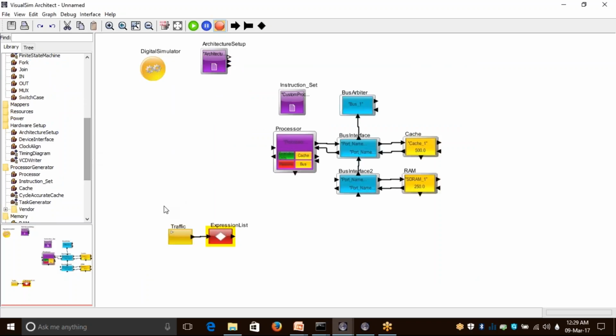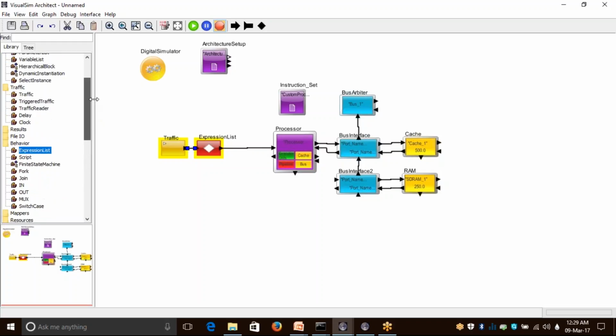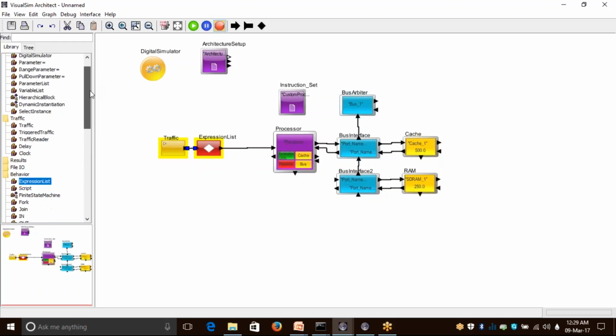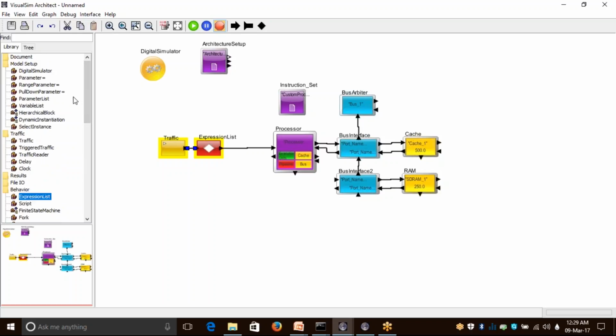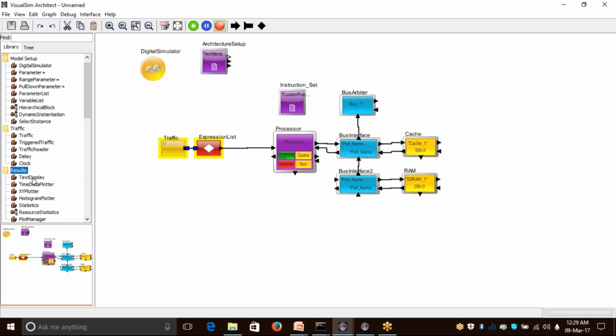What I'm going to do at this point is directly connect this block to the processor over here, which means I'm going to send these tasks to the instruction input of the processor. There are multiple ways to do it, and this is one way of connecting these blocks. I can do it using a mapper block as well, as you might have seen in my previous model.